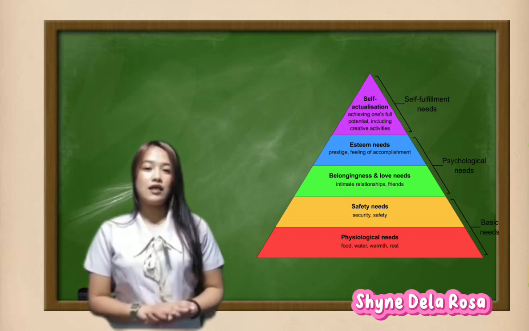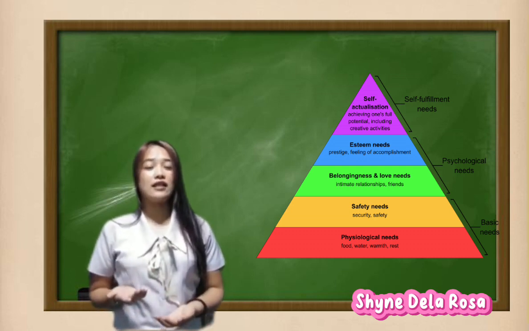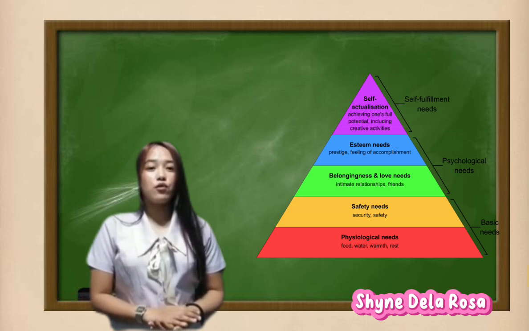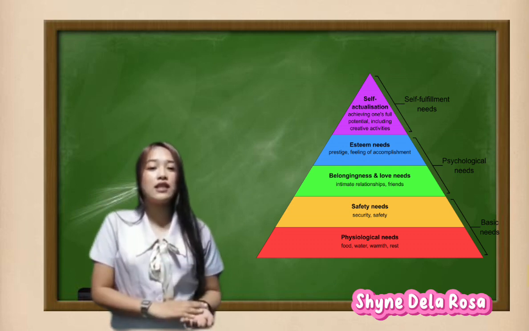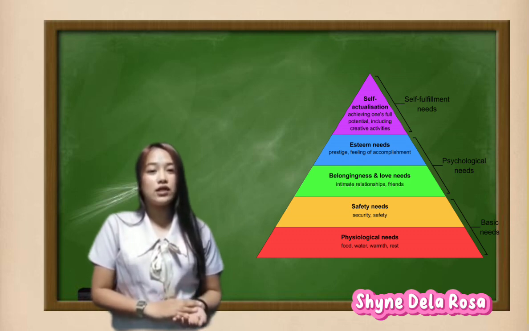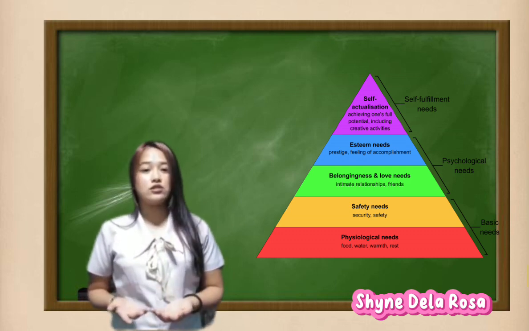Fifth is knowing and understanding needs, those more evident in persons of high intelligence than in those of limited intelligence, like wanting to learn and organize intellectual relationships.